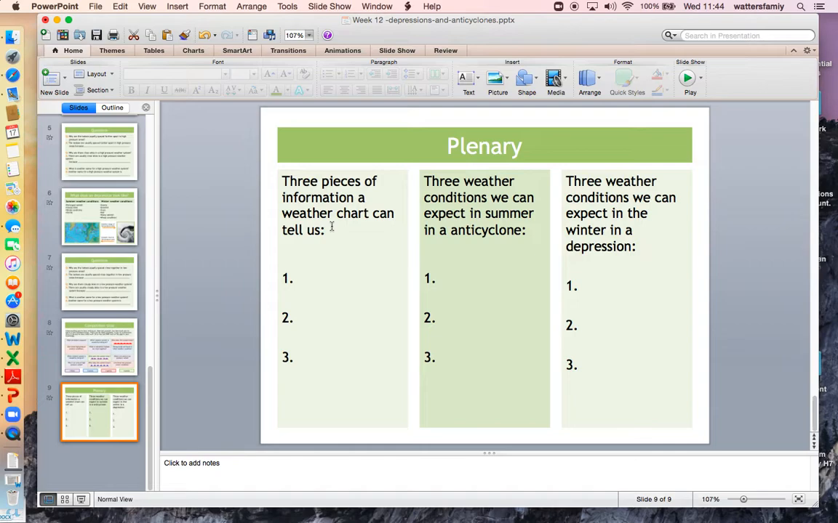Okay, right. In this piece of work, there's nothing for you to send to me. All I'm asking you to do is to be able to know the difference between an anticyclone and a depression. Again, any questions, ask me. Do use the YouTube link because it'll work really well for you.